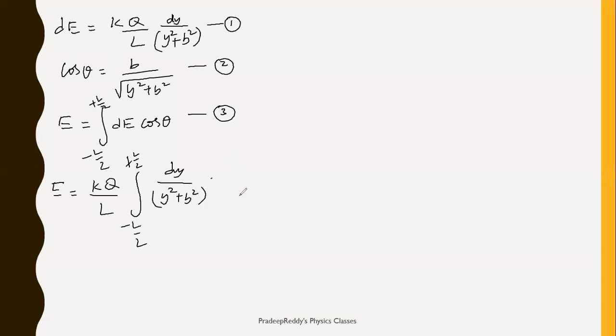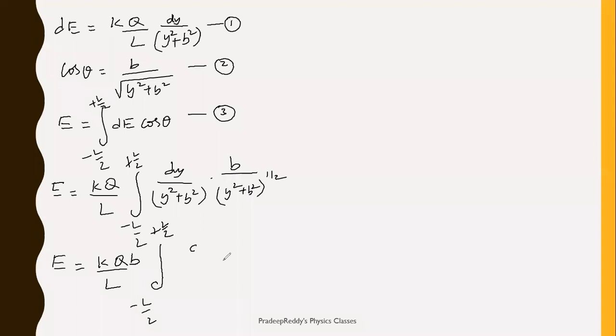It is b divided by (y square plus b square) whole power 1 by 2. B is also constant, you can bring it out. E is equal to K capital Q divided by L. B is also constant, I am bringing it out. Leftover will be integration from minus L by 2 to plus L by 2, and this will be dy divided by (y square plus b square) whole power 3 by 2. Take this as equation number 4.